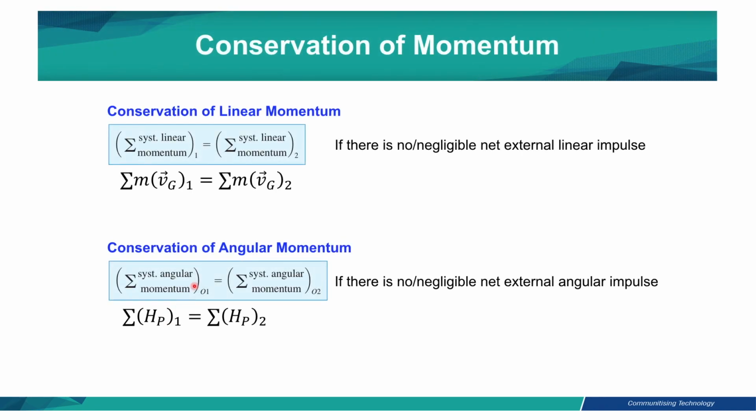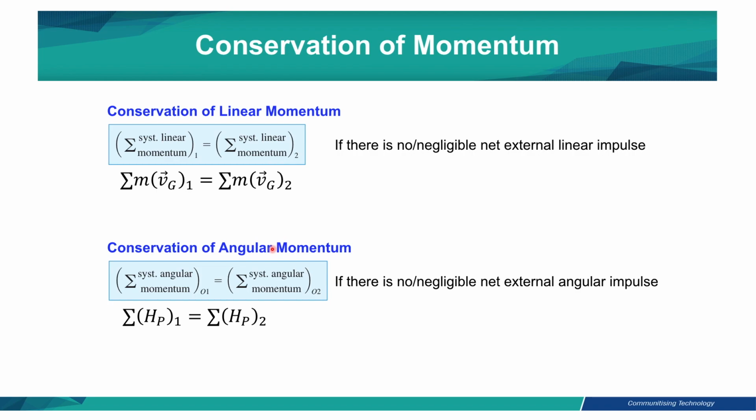Next, let's take a look at the conservation of momentum. Let's say in some cases that if there is no or negligible net external linear impulse, then the impulse equals 0. So we are left with the initial momentum being equal to the final momentum. And this equation is known as the conservation of linear momentum.